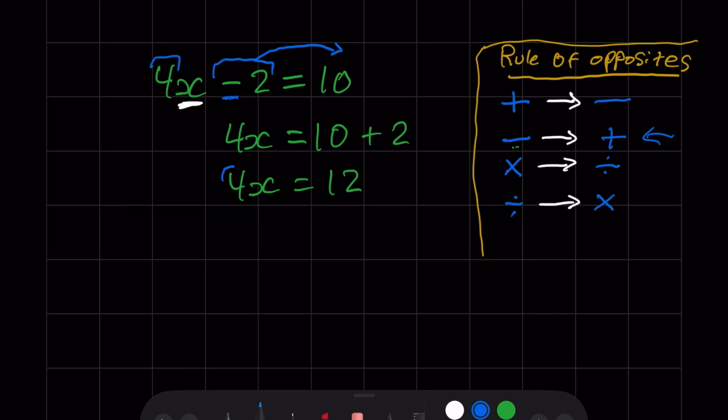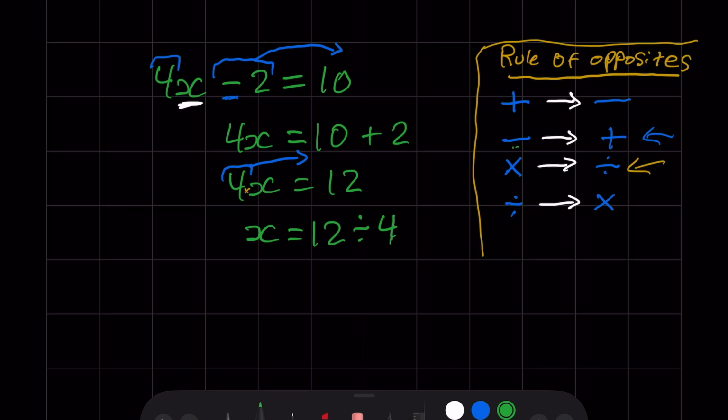Now I've got this term here that I want to move over. What is the operation between the 4 and the x? It's a little multiplication. What is the opposite of multiplication? It is division. So when I move this 4 over, we can write x equals 12 divided by 4.